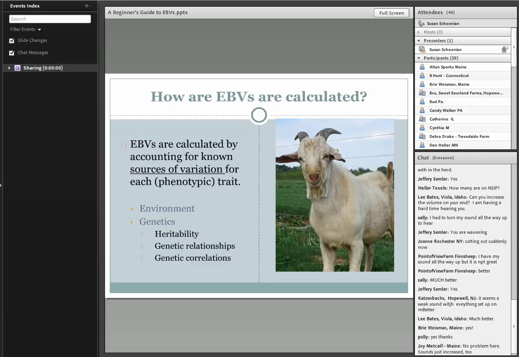Okay, I want to talk about how EBVs are calculated, not about the math, but what goes in to determining an EBV. What EBVs have to do is they have to account for the sources of variation in a particular trait. We'll get into a little bit more detail about the environment and how it affects an animal's phenotype, and then some of the genetic variation, heritability, genetic relationships, and genetic correlations.